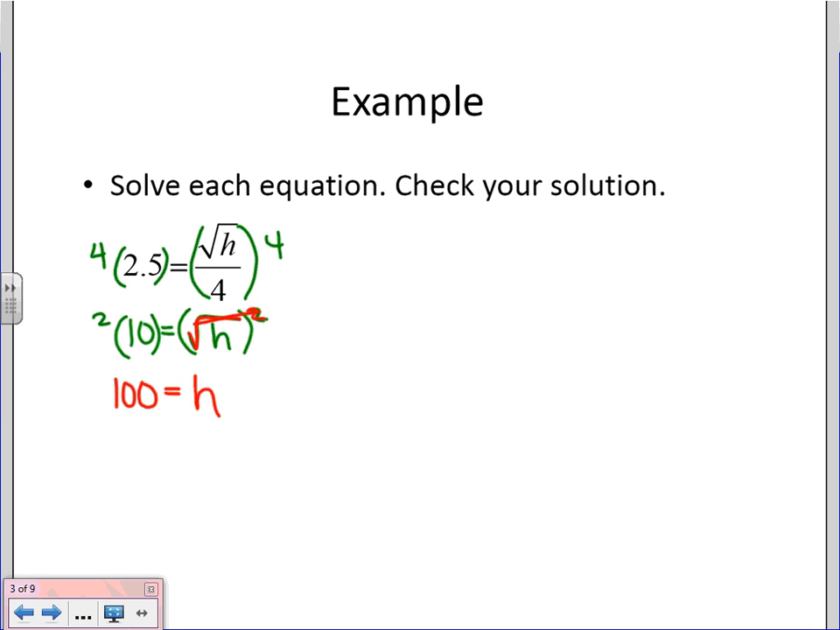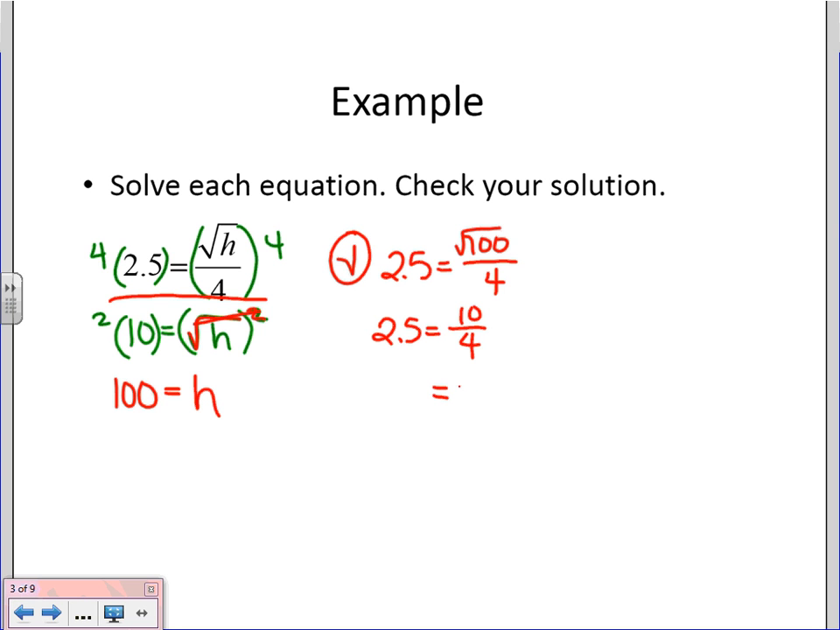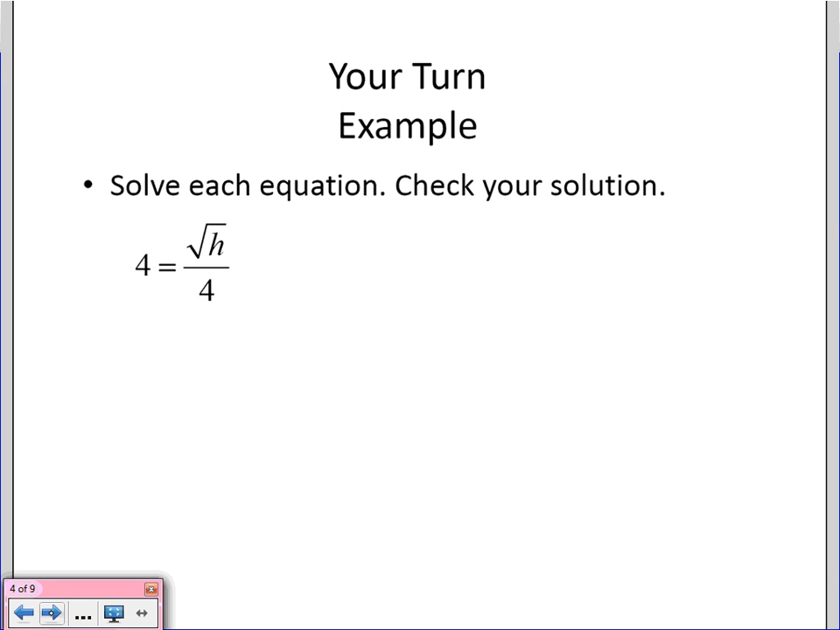So I'm going to go ahead and check my solution. So I'm going to go back to the original problem, and 2.5 equals square root of 100 over 4. 2.5 equals 10 over 4, and 10 divided by 4 is 2.5, which means that's our solution. So 100 equals h.